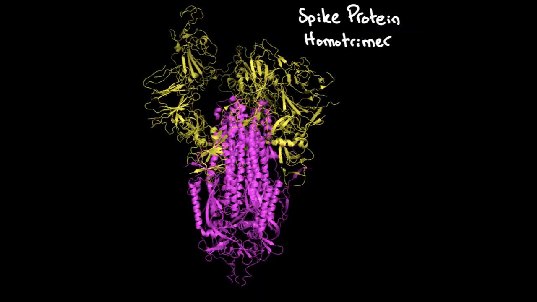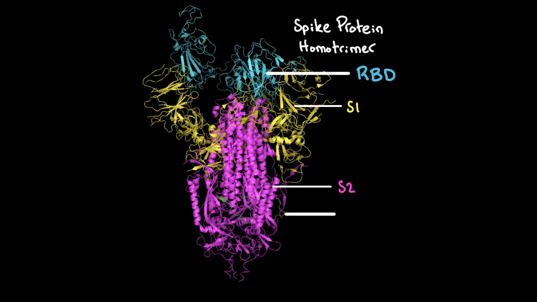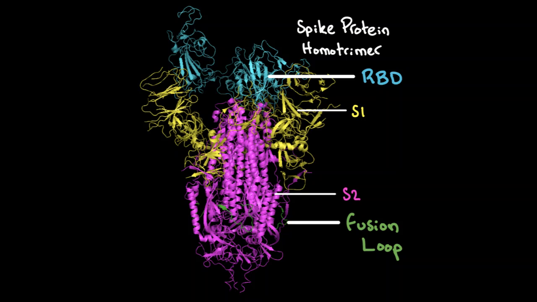The spike protein is a homotrimeric glycoprotein, with each monomer composed of an S1 and S2 subunit. The amino-terminal S1 subunit contains the receptor binding domain, or RBD, which is important for receptor recognition and attachment. The carboxy-terminal S2 subunit contains the hydrophobic fusion loop, which is critical for viral and host membrane fusion.